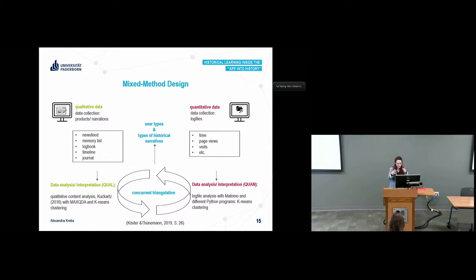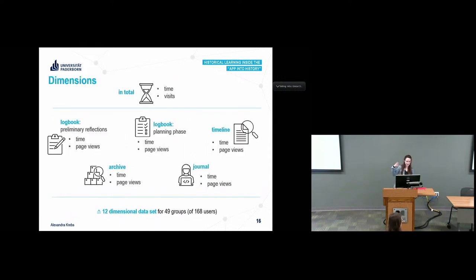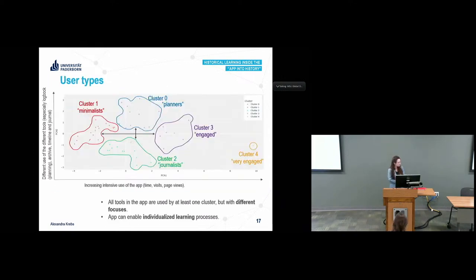So I can't go into detail now, but just very shortly, for the quantitative data, there were several dimensions in it. You can imagine every click is collected in the log files. So I analyzed how much time students spend in the app, how often they visited, and also how they used the different tools, like the logbook, the timeline, the archive, the journal. So these were in total 12 dimensions, and I had 49 groups of 168 users. And so I used a machine learning algorithm to find structures in this data set. And here you can see one of the results. So I could identify different user types.